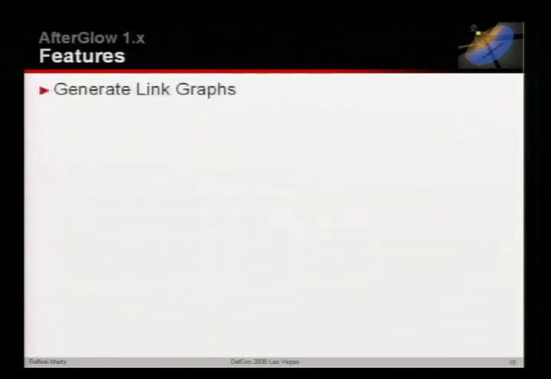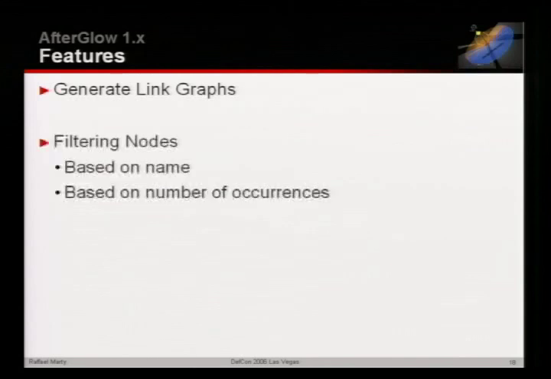So what are some of the features of Afterglow? Well, it generates link graphs. Then what you can do is you can filter nodes. Well, you can say, well, I can do that with grep -v. Yes, you can. But it's a little nicer to actually configure it in Afterglow. And what you can do is you can either do it on the name. So I can say, I don't want to see any node that contains Windows, let's say. Or you can say, based on the number of times that node was seen, I only want to see nodes that have been seen more than 10 times or more than 100 times or something. So you can kind of filter noise out.